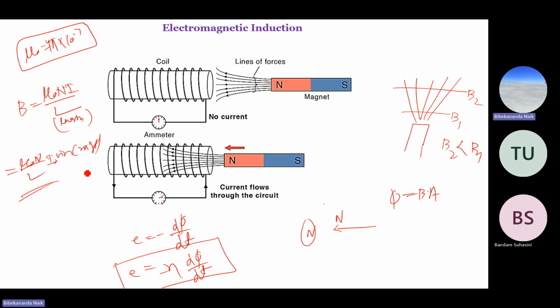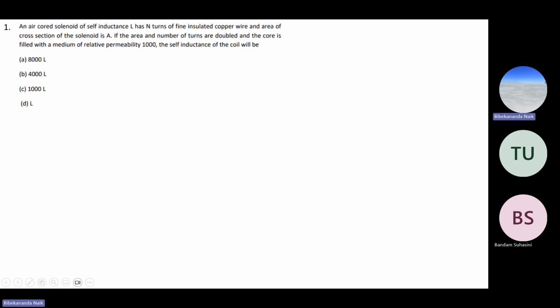So now let's solve a few questions related to these experiments or these concepts. The question is: an air core solenoid of self-inductance L has n turns of fine insulated copper wire, and the area of cross section of the solenoid is A. If the area and the number of turns are doubled, and the core is filled with a medium of relative permeability 1000, then the self-inductance of the coil will be how much?